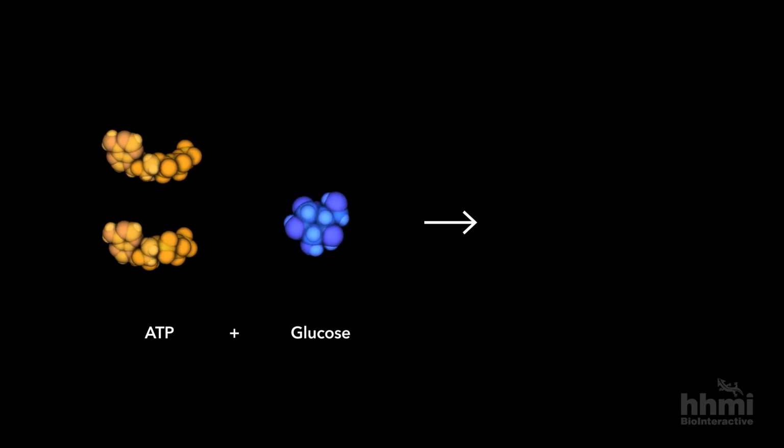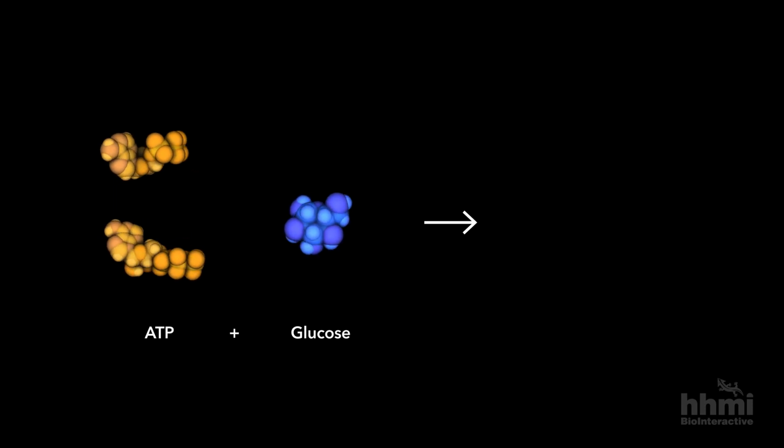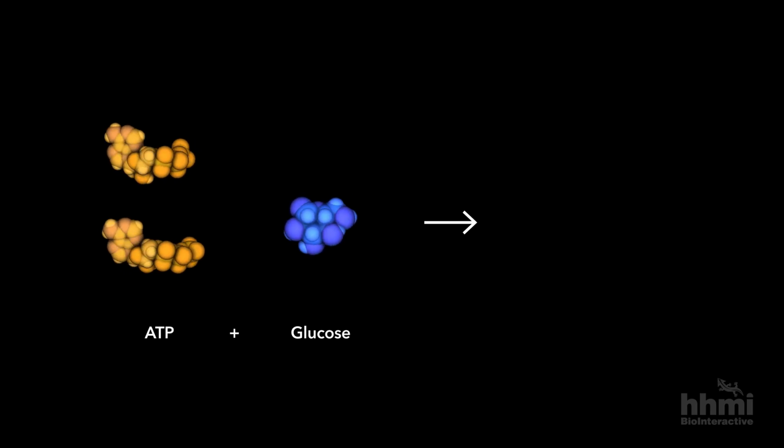Halfway through glycolysis, the cell has consumed 2 ATP molecules, breaking down glucose, and is now ready to capture energy in return.